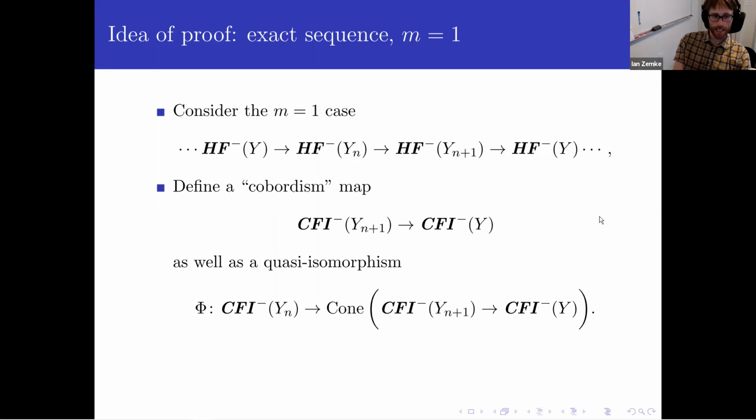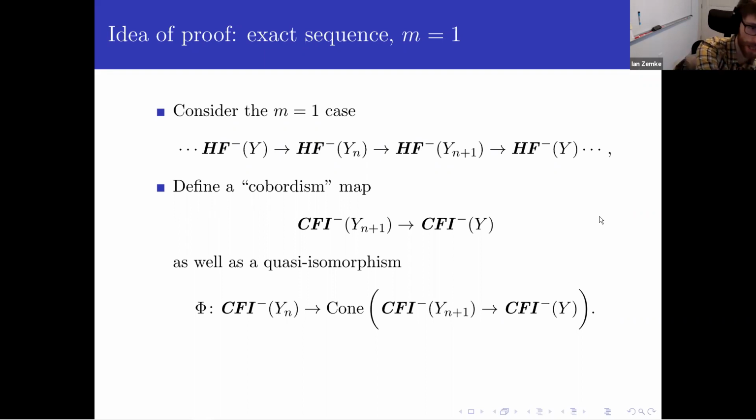And so the idea is that you want to define a cobordism map, which goes from the n surgery to the mapping cone of the n+1 to the unsurgered thing. So you want to think of this as a cobordism map. Notice that if you had a quasi-isomorphism like this, you would just take the ordinary exact sequence for a mapping cone, and then you just replace one of the terms.